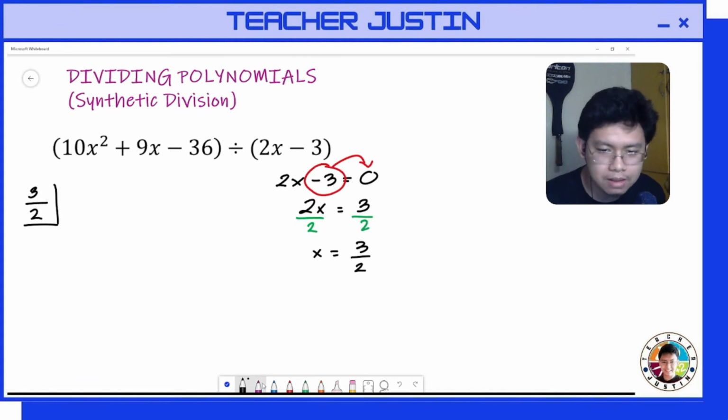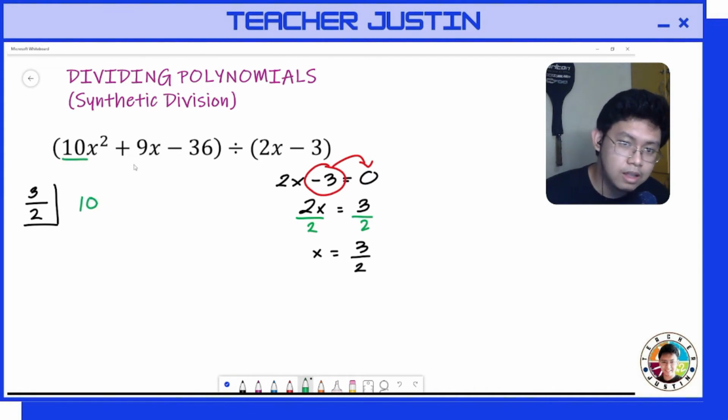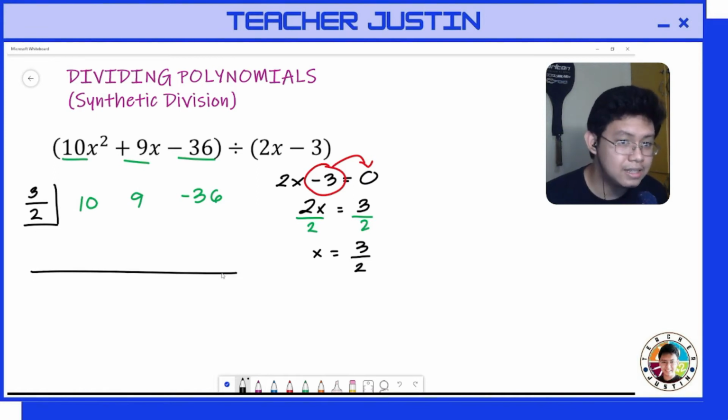Then, for our dividend, we will just copy the coefficients of our polynomial 10x squared plus 9x minus 36. So we have here 10, 9, and negative 36. So they are going to be our dividend. Then let's start applying our synthetic division.